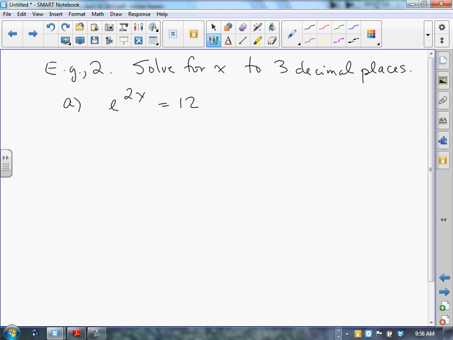Any suggestions on how you might try to unlock that x, or how to get that x into a position where we have a solution? Catherine? Okay, so go natural log of both sides. Sounds like a good move. So you're saying I would write natural log of both sides. So we have that.